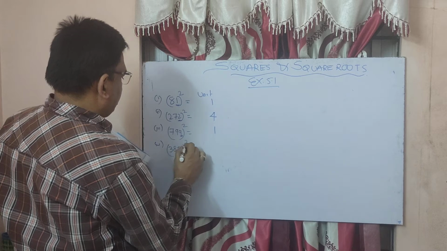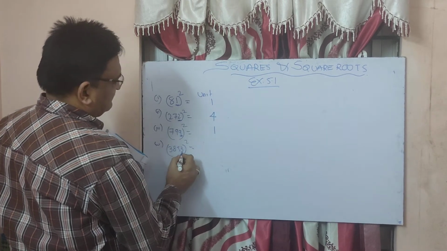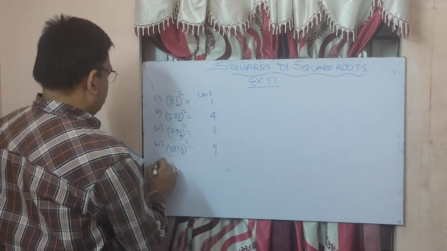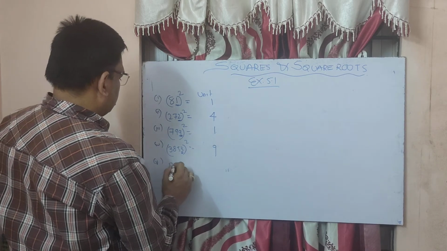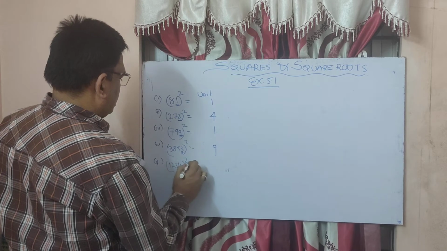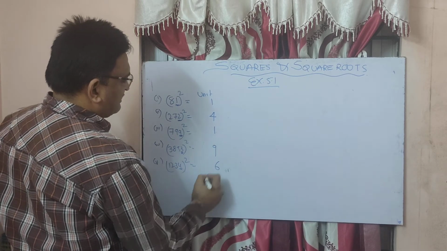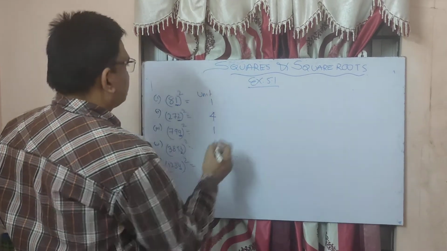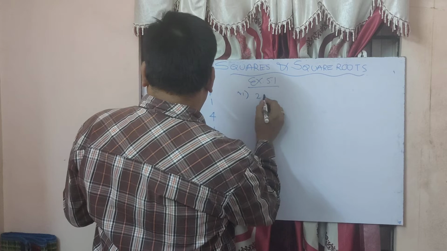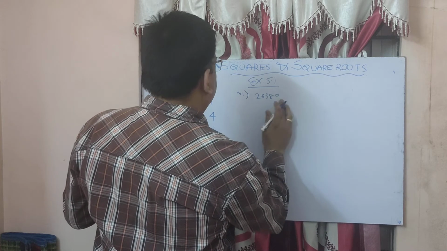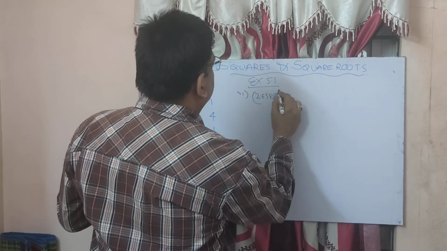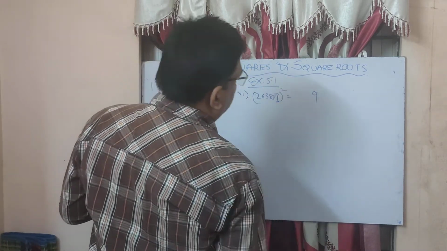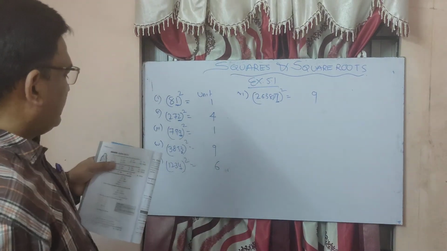3853. 3 threes are 9, 9 nines are 81, last number 1, 2, 3, 4. Last number is 4. It means what? 6. Next number, 26389. 3, 8, 7. If it is squared, last number is what? 7. It means what? And the number is 9 only.